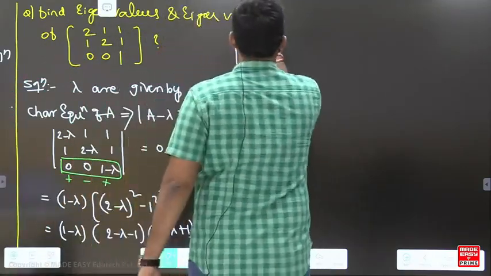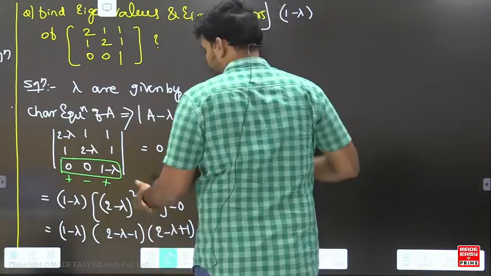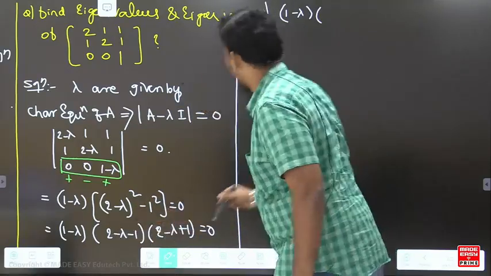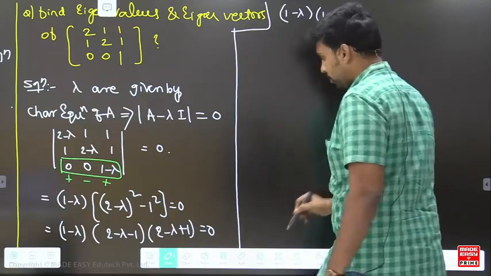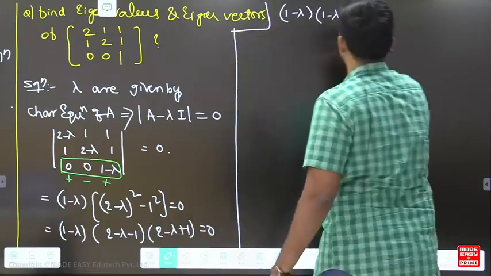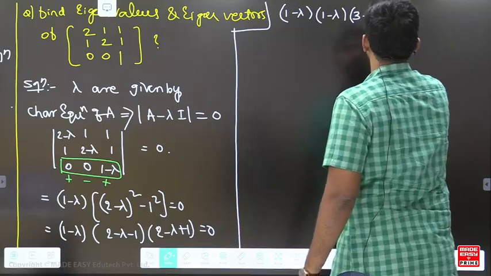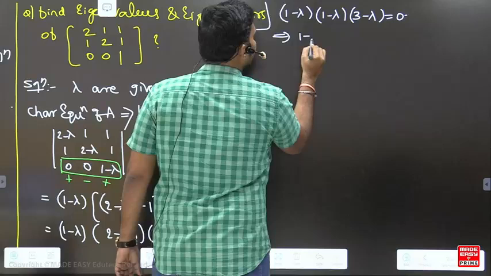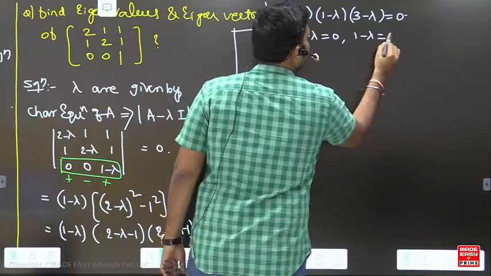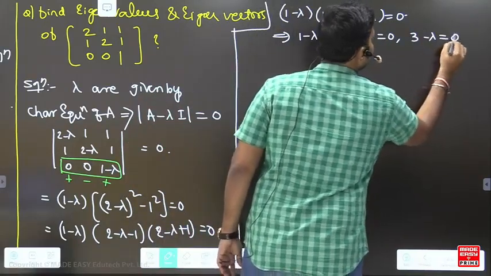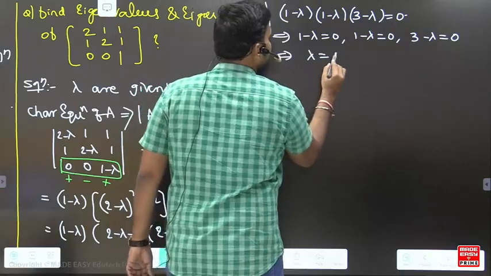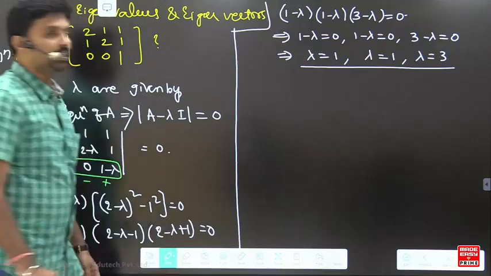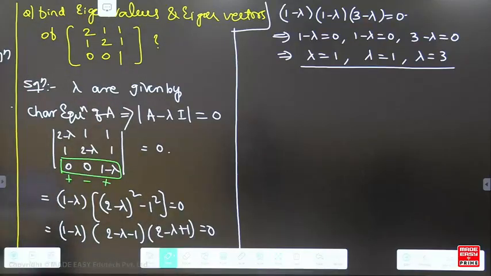Now, the 1 minus lambda into, and what is this? It is 2 minus 1, which is 1, so 1 minus lambda, and this is 2 plus 1, 3, so it is 3 minus lambda, equal to 0. Therefore, 1 minus lambda is equal to 0, 1 minus lambda is equal to 0, 3 minus lambda is equal to 0. So lambda is equal to 1, lambda is equal to 1, lambda is equal to 3. These are the eigenvalues of the matrix.